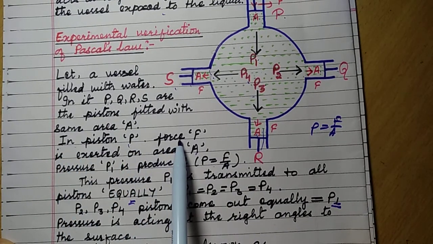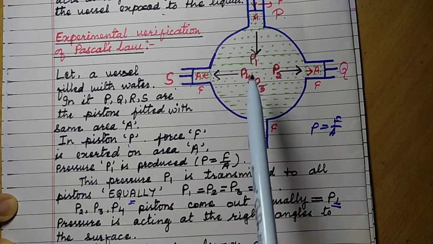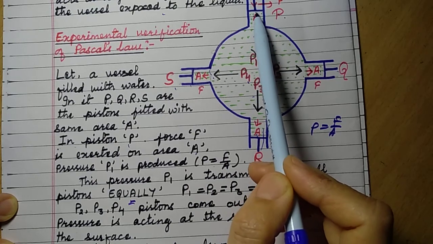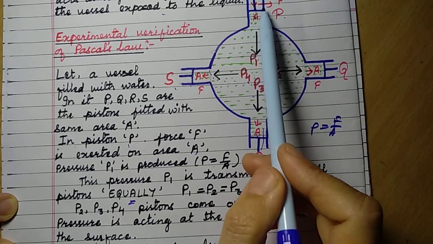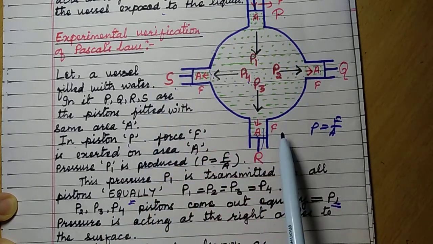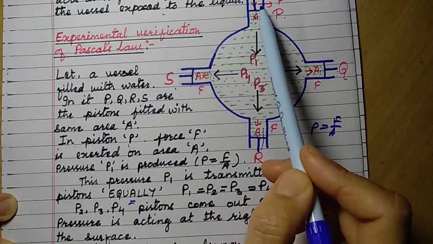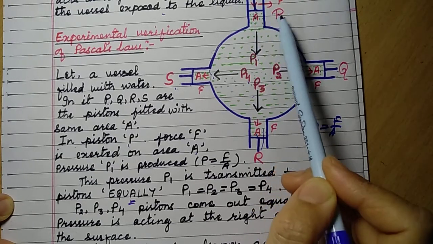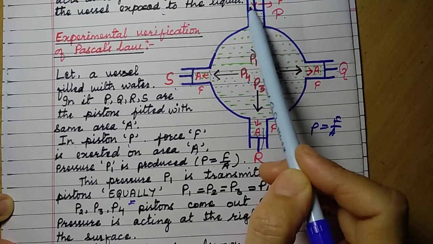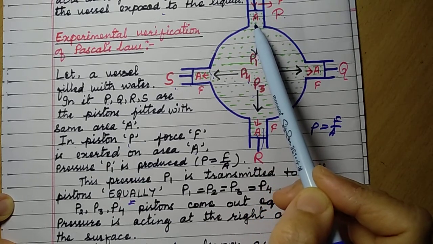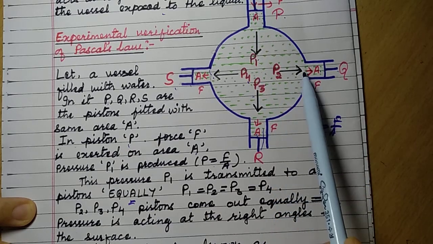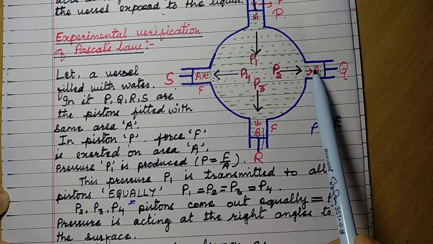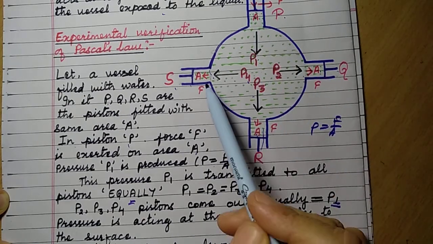Now in piston P, force F is exerted on area A. So in this piston P, you have applied force on this area. You can apply a force in any one of these pistons. So force is applied on one of the pistons on area A. In this case pressure will be produced at this piston. This pressure is carried to other parts of the liquid equally, means to other pistons this pressure is carried equally.